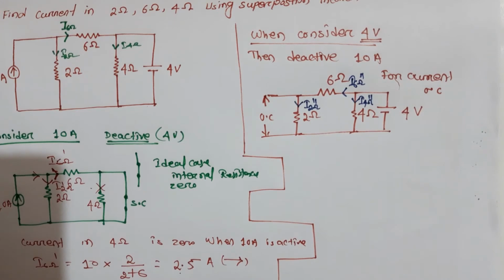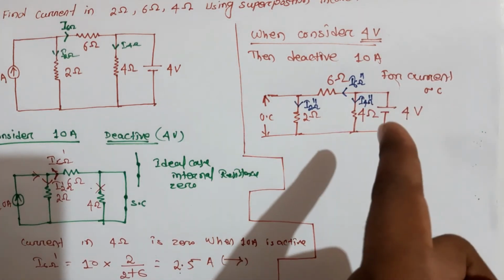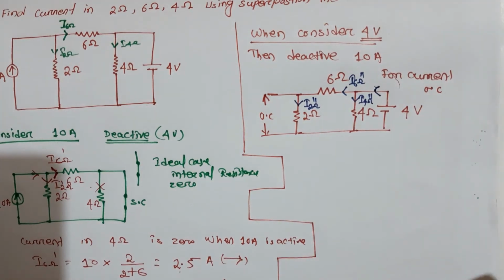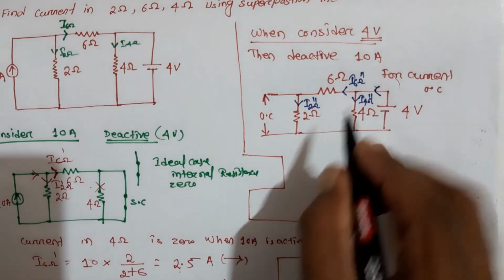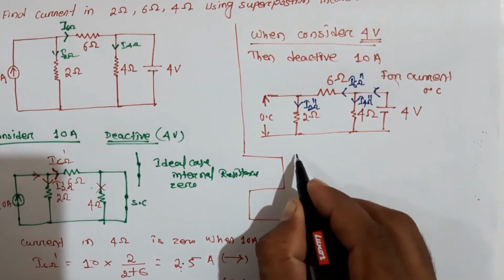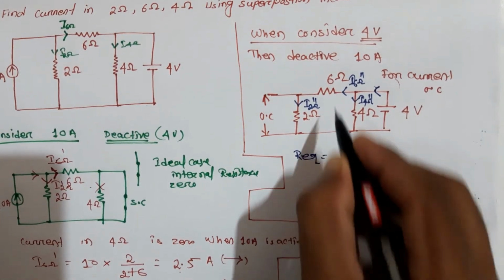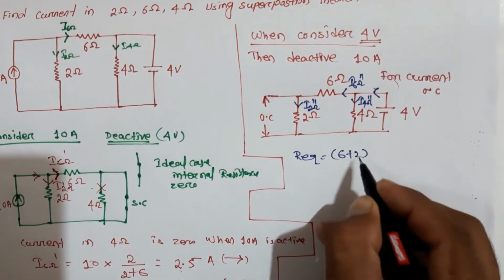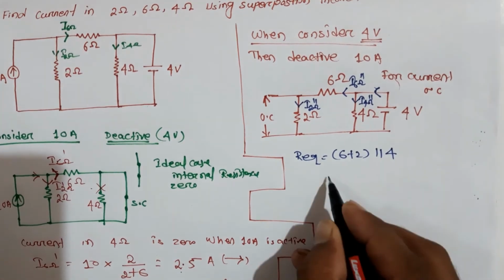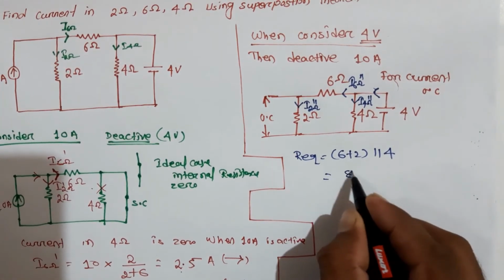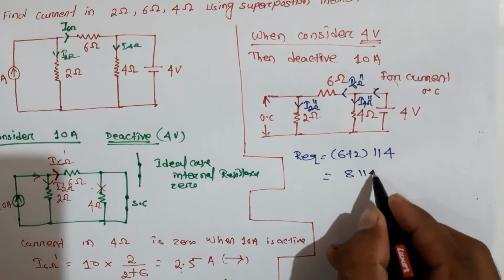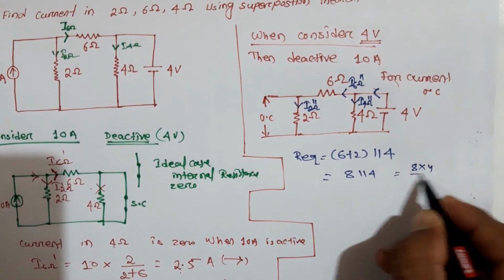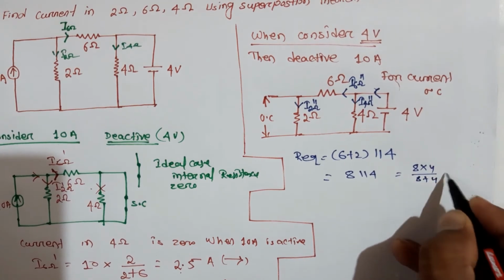Before finding these currents we need to find the total current, meaning how much current is flowing from the 4 volt source. For finding this we need to find R equivalent. Here the R equivalent is: these two are in series, 6 plus 2, in parallel with 4. This is 8 parallel with 4, which is 8 into 4 by 8 plus 4.